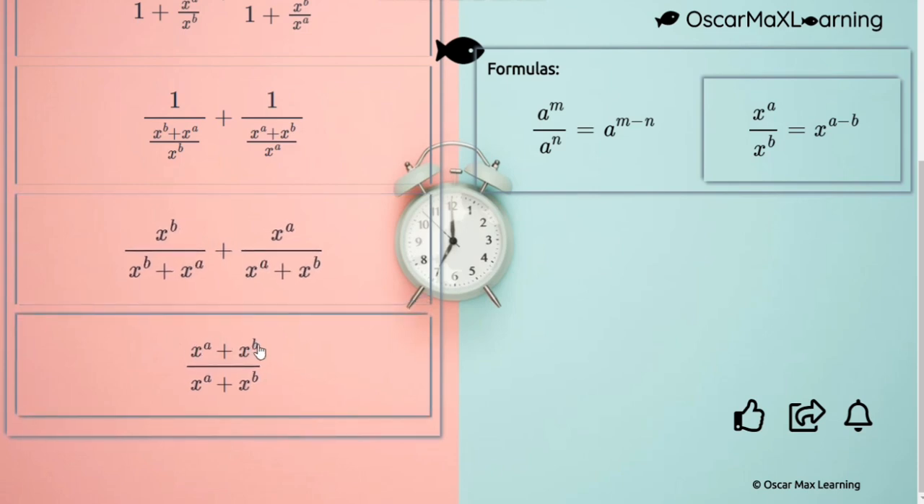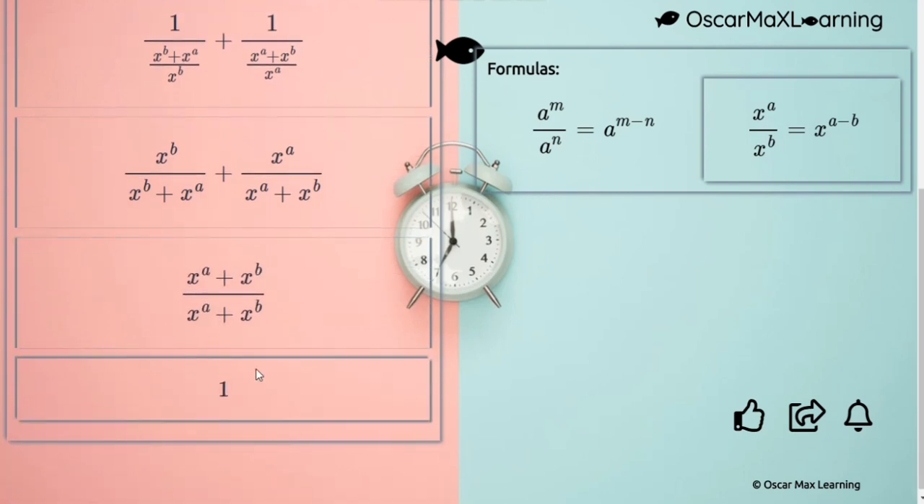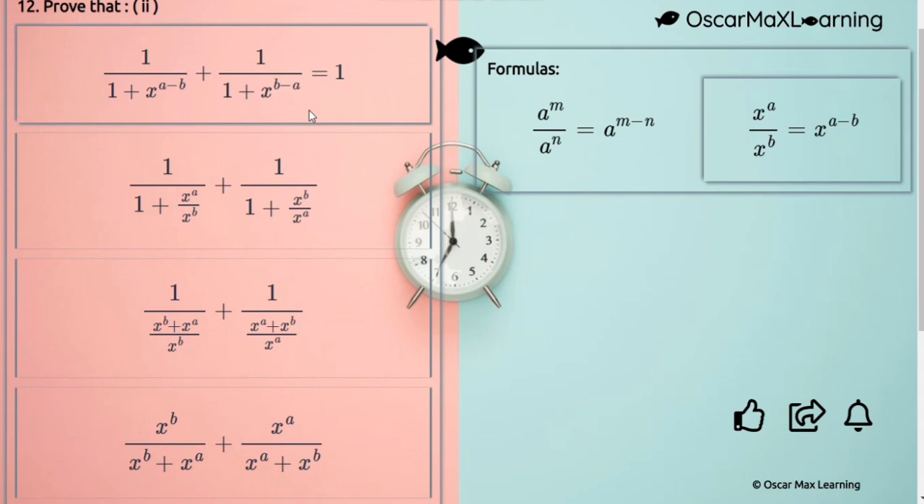I've written over here. Now I can cancel this. Since it is common, I can cancel. So if I cancel, I'll get 1 as the answer. See, we proved that this equation is equal to 1.